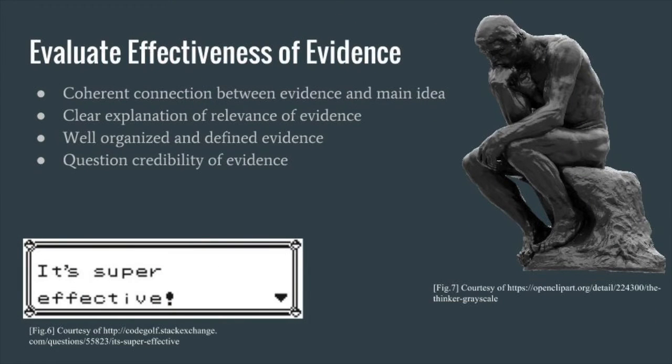Alright, the next one is evaluate the effectiveness of evidence, triple E. So basically, you're going to find their facts and decide how important it is and how much you think it worked to prove their argument and their thesis, and that determines how effective it was. So effective evidence is going to have a coherent connection between the evidence and the main idea, and it's going to have a clear explanation. It's going to be relevant, it's going to be well organized, it's going to be defined.